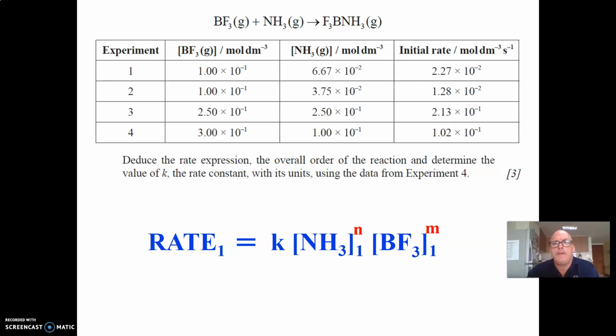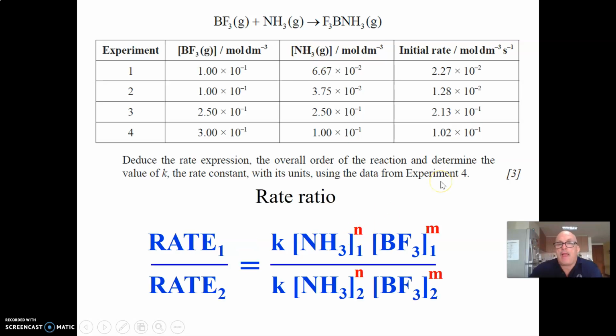Okay, now initially we can say, oh well, this is good because this is not changing, this is changing, and we can see what's happened to the rate there. Okay, so this one's not changing, this is changing, and this here is changing, and from that we can work out the order with respect to ammonia. We can work out the value of N. Okay, and we'll do the whole thing by rate ratio just to prove that this will work.